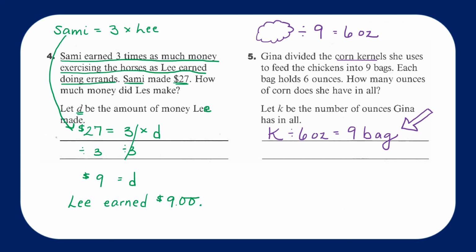Anywho, to figure out how many ounces of kernels you have, you're going to multiply by 6 on both sides. That cancel each other out, and K equals 9 times 6, which is 54 ounces. So she had 54 ounces of kernels. Which I don't really feel like is that much, but that's okay.